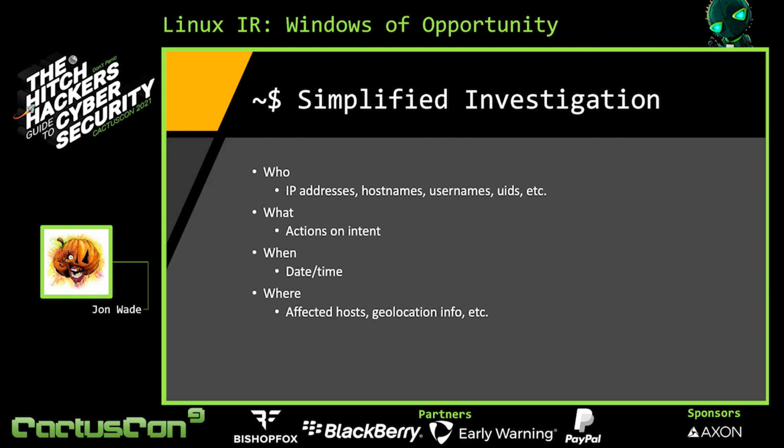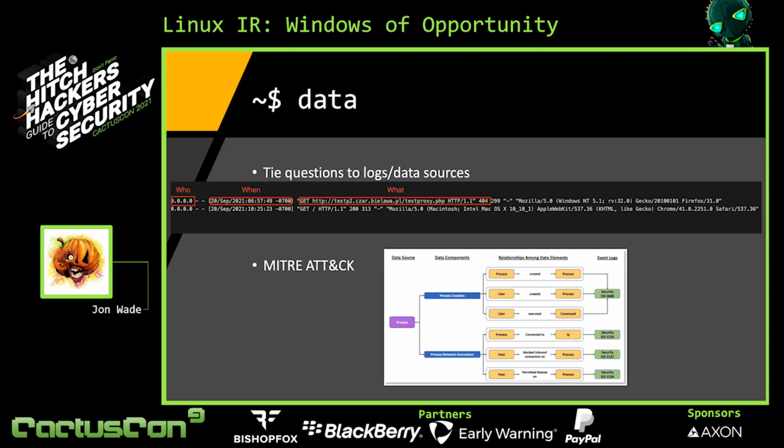For me, the who is pretty simple. It comes down to IP addresses, host names, usernames, UIDs, etc. It ties it down to, I wouldn't say a specific person, but person is usually the best comparison there. What? That's kind of actions or intent. What happened? When? Pretty straightforward. That's a date and time. Where? That could be affected hosts, a little bit different than the who. It could be geolocation information related to an IP address, but still different. So that gives you more locational data, per se.